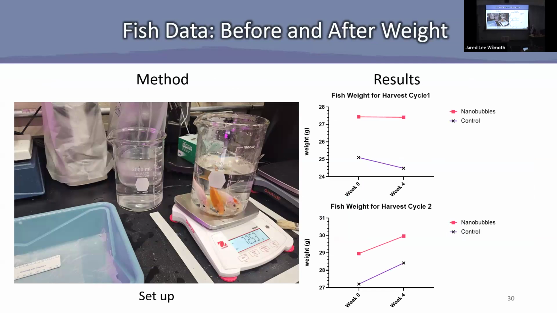In regards to the data, if you look at the nanobubble fish in terms of weight, it seems pretty consistent. They haven't really gained that much weight, at least for the first harvest cycle. The control tank's fish lost weight. We're not sure why that might be. However, for harvest cycle 2, we see that in both systems there was an increase in the fish weight.